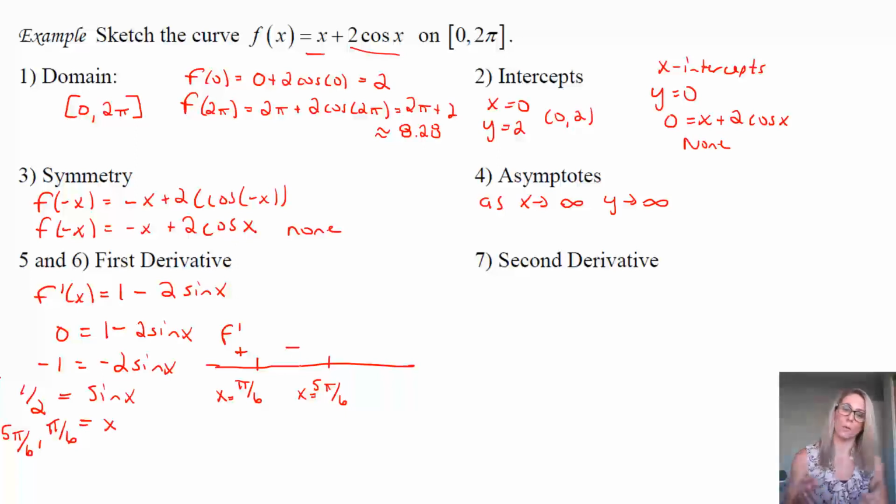So what we found so far is that the function is going to be increasing up to pi over 6. It's going to be decreasing from pi over 6 to 5 pi over 6. And then after 5 pi over 6, we are going to pick something like pi. If we put in pi, sine of pi is 0 again. And so we get the same thing, 2 times 0, and then 1 minus 0 is positive. There we go. So after 5 pi over 6, we are increasing.